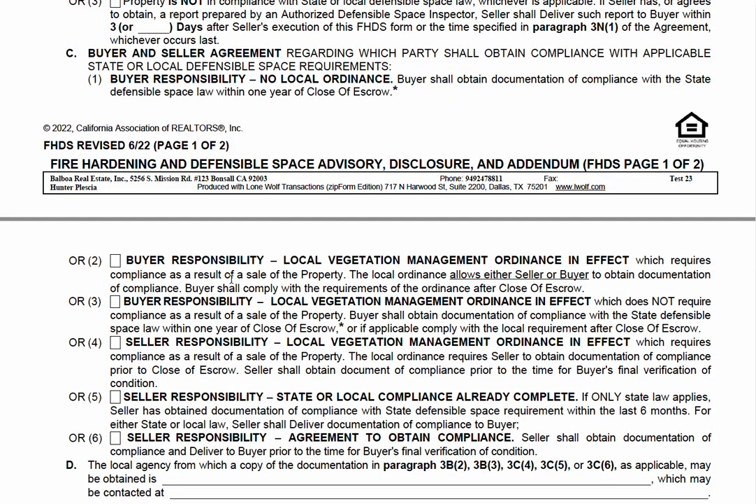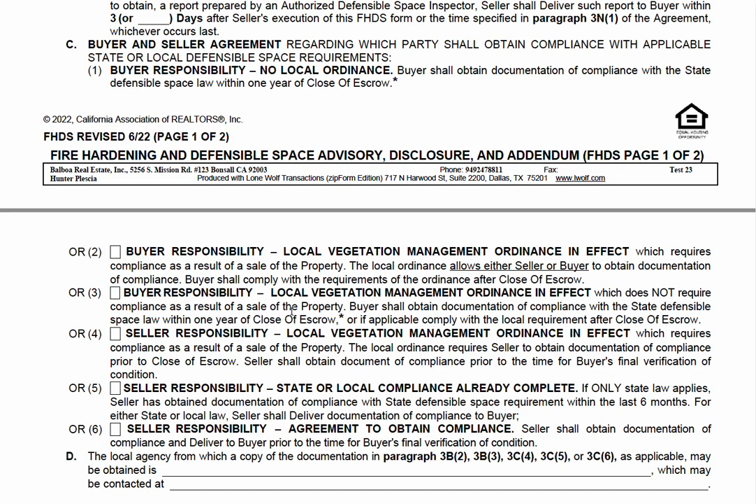Now, if there's a local ordinance in effect, you can still say it's a buyer's responsibility, right there, and that it's now presuming a point of sale requirement. The other is that C2 is referring to a point of sale requirement, meaning this must be addressed prior to close of escrow.